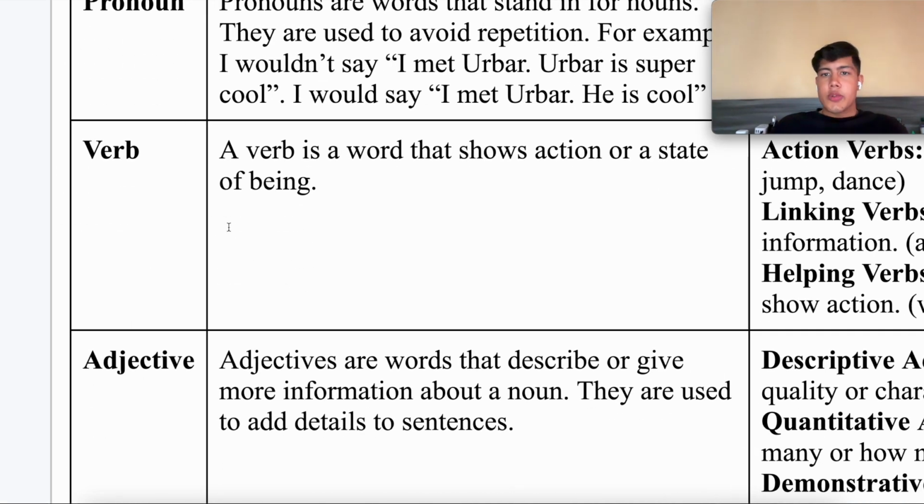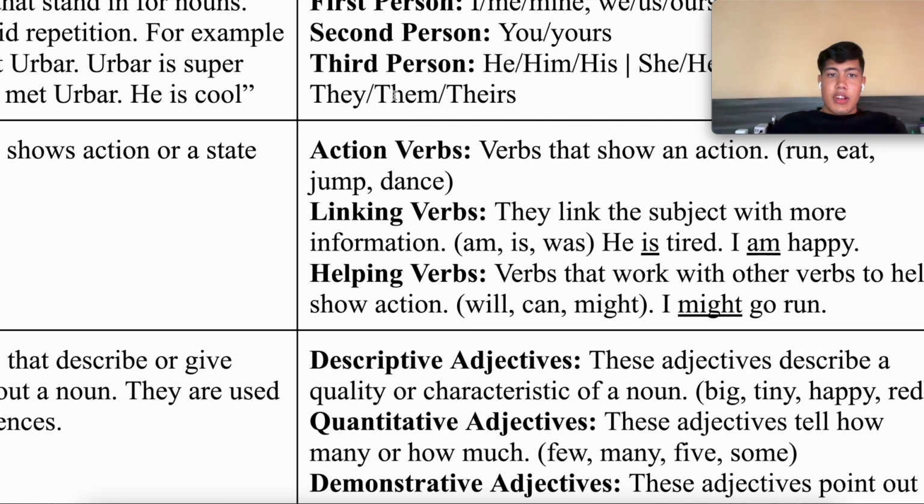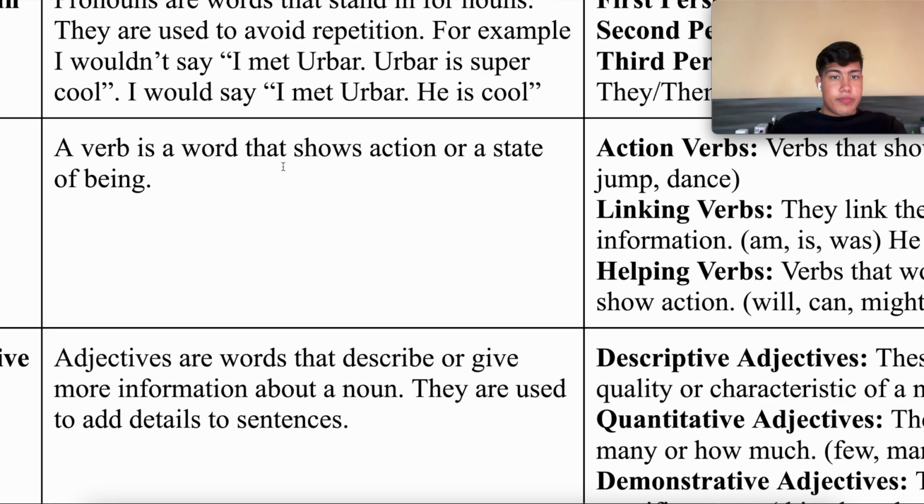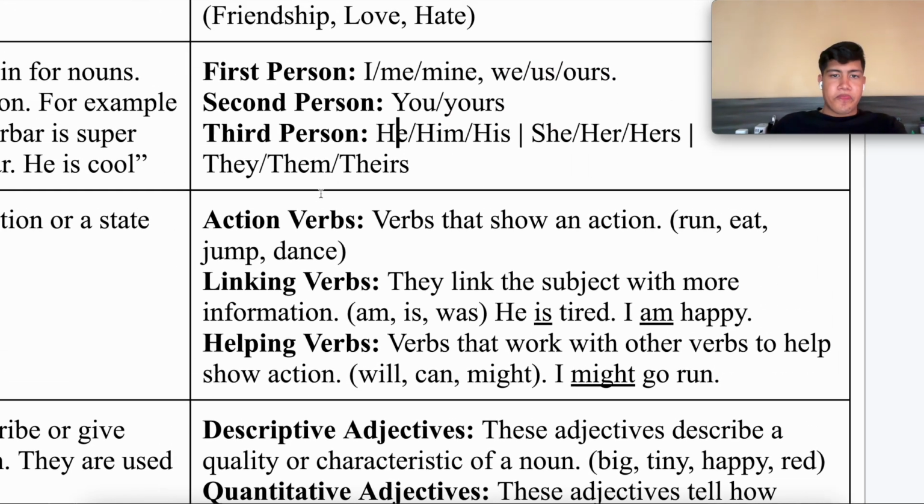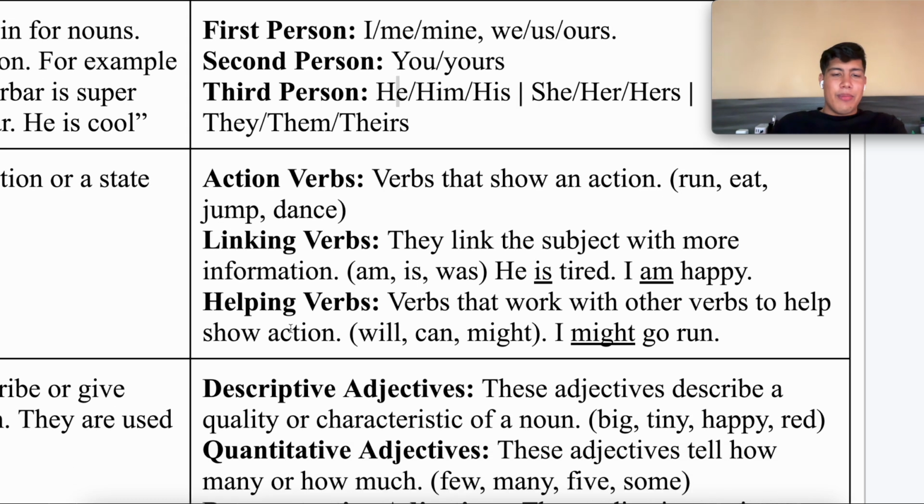Now, so about verbs. Verbs are words that show an action or a state of being. An action verb is a word that shows that you're doing something. So I'm waving my arms, or I am running, or I am eating, or I am jumping, or I jumped, or that type of stuff, or dancing. Well, that's fighting, but you know.